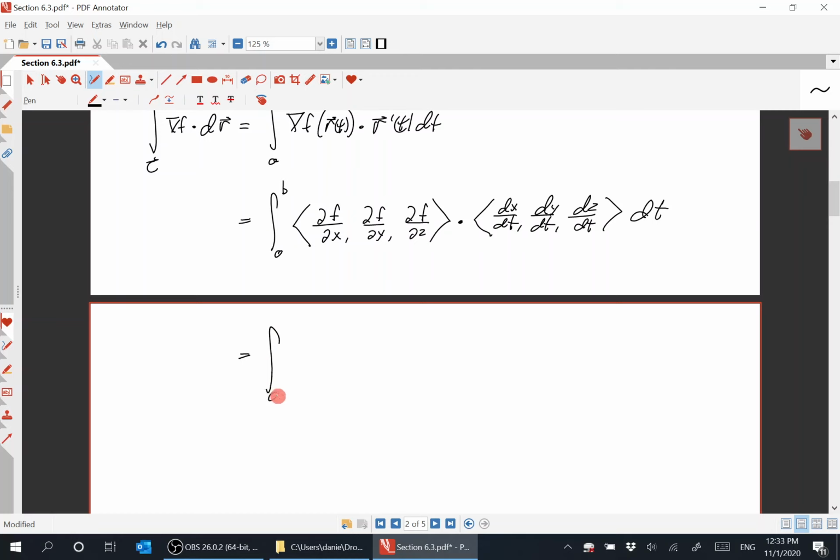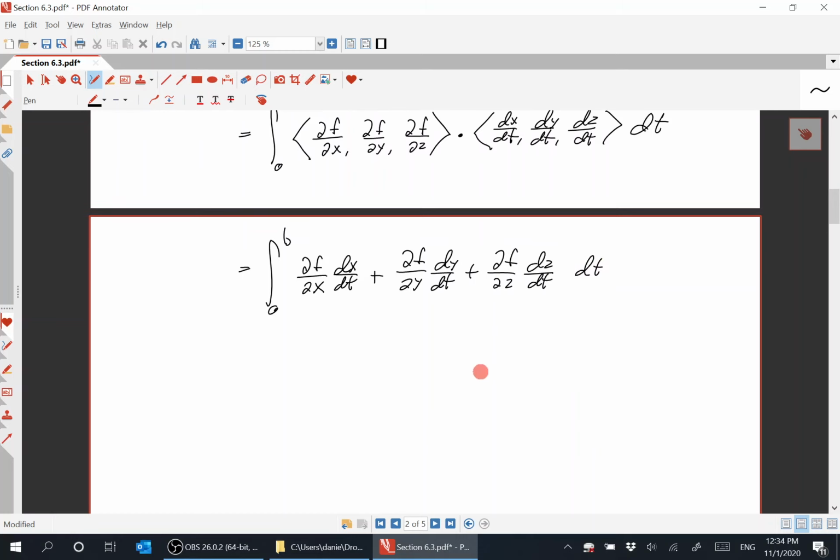So let's evaluate the dot product. It's the integral from a to b of partial f partial x dx dt, plus this product, plus this product: partial f partial y dy dt, which should look even more familiar now, plus partial f partial z dz dt dt. Well, what is that? By the chain rule, what is that?